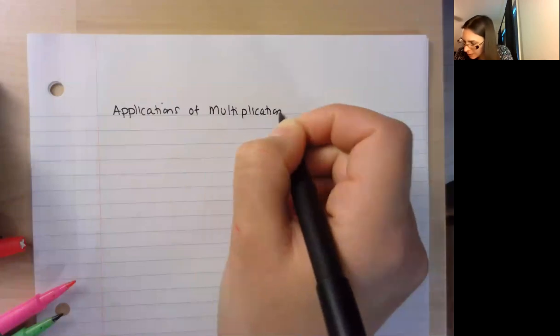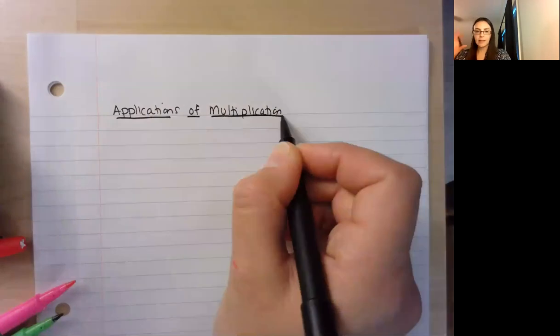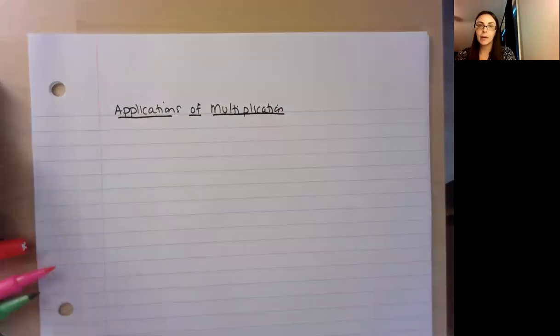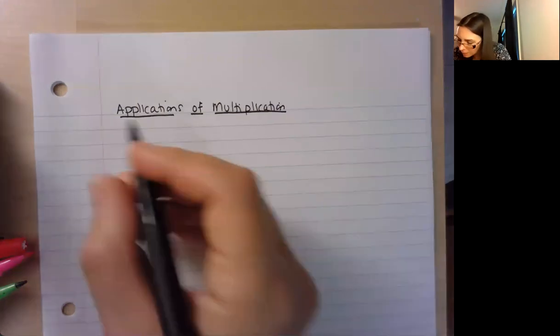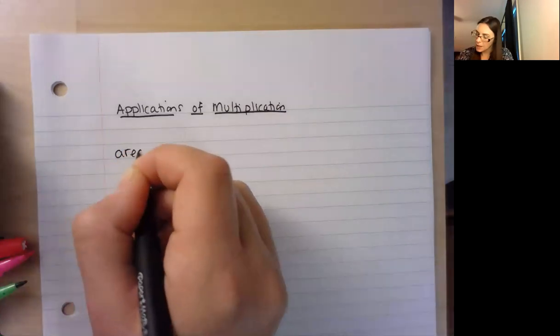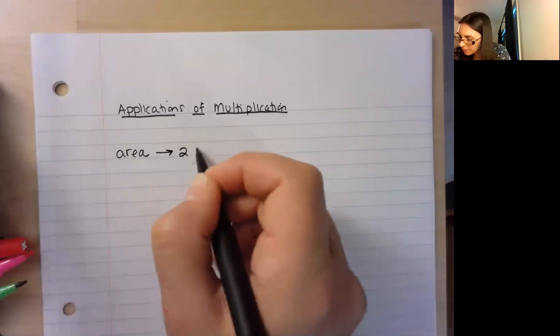Okay, so again, I'm still in the same lecture, but I am going to just highlight that I'm talking about not a different topic, but a part of this topic, specifically about applications. So one thing I want to talk about here is the area. And area is a two-dimensional idea.